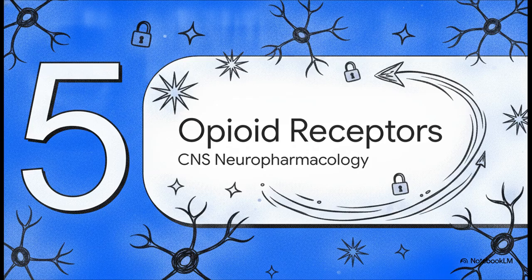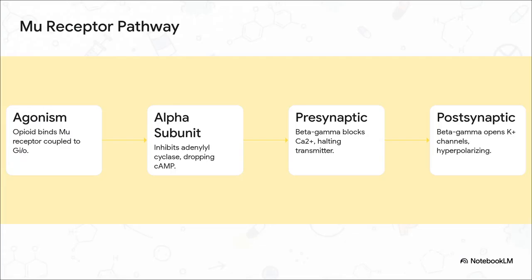Section 5, Opioid Receptors and Disinhibition. Central Nervous System Neuropharmacology. Take a breath, because we are transitioning into the most complex portion of today's explainer, the central neuropharmacology of opioids. We have to understand this molecular receptor binding at a highly granular level.